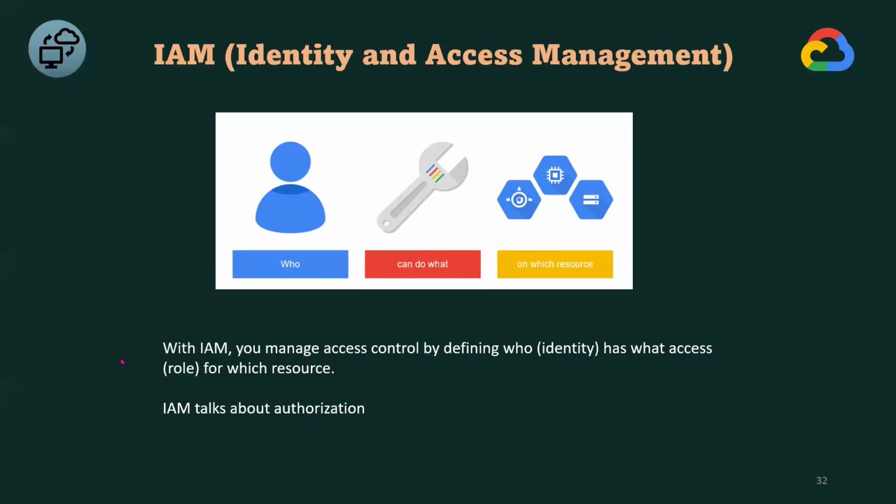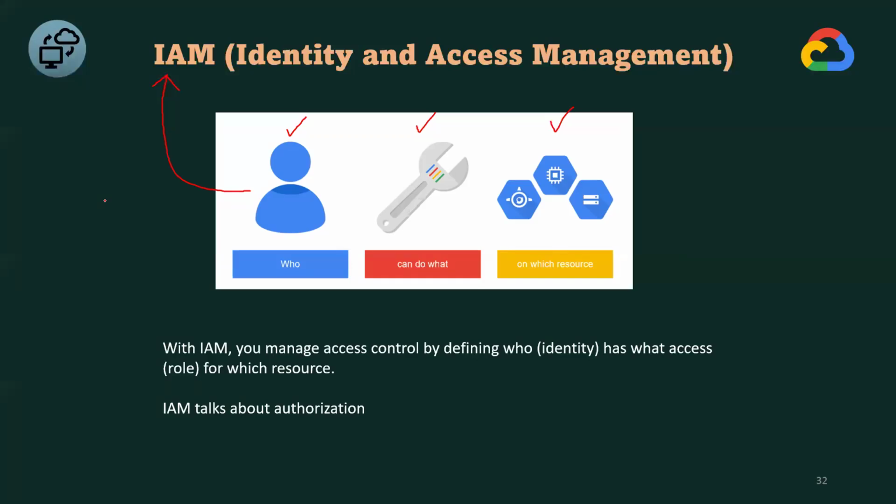Okay, who can do what on which resource? For example, you see here, sir, you are trying to access this service for doing some action. Are you authorized to do that? If you are not authorized, someone has to make you authorized. That can be done with the help of IAM. Who can do what on which resource? IAM talks about authorization in simple words. IAM tells about who can do what on which resource.